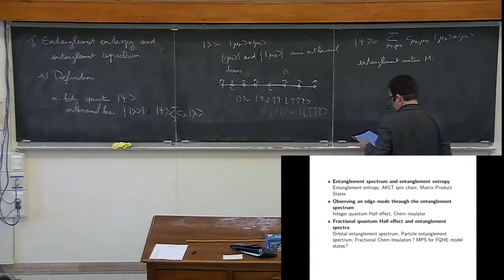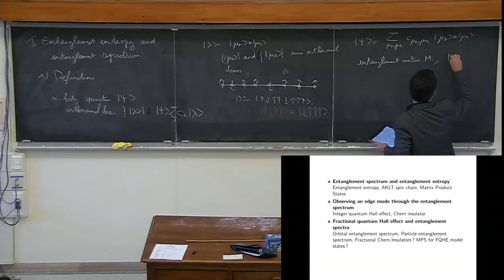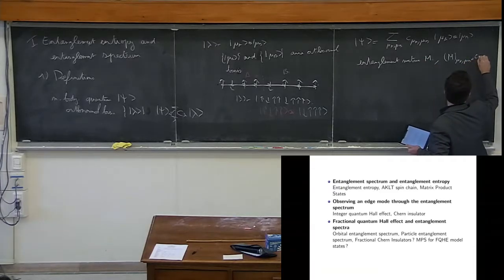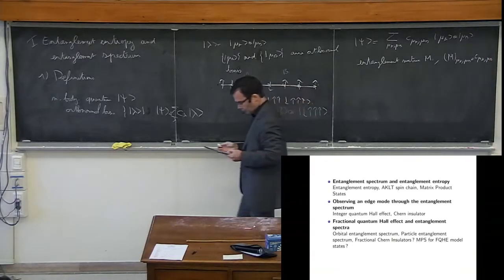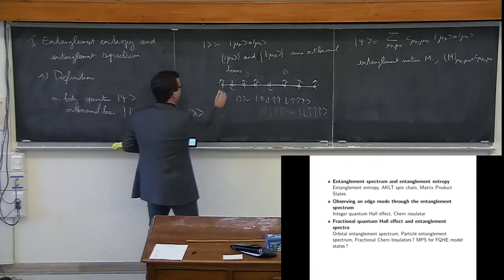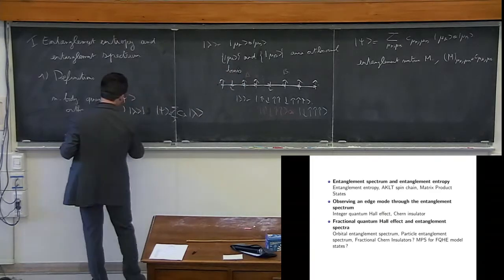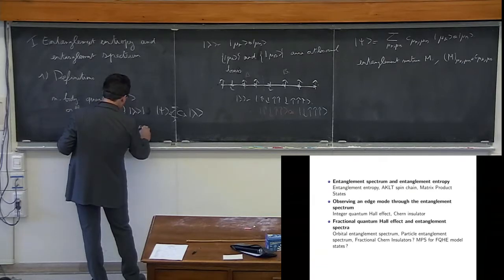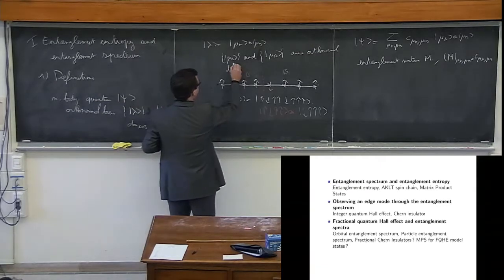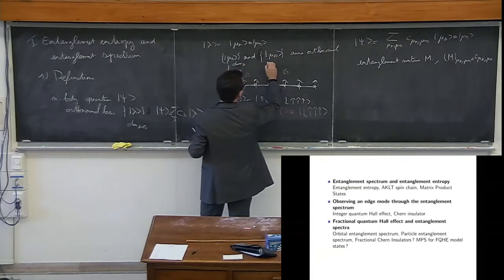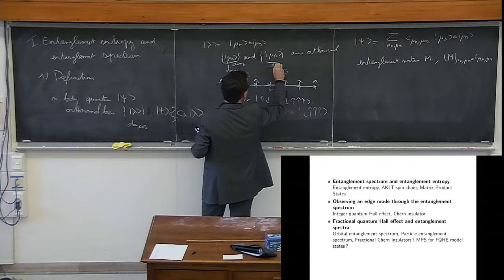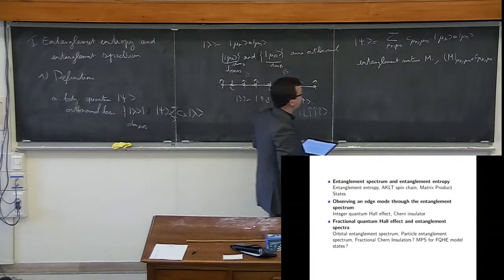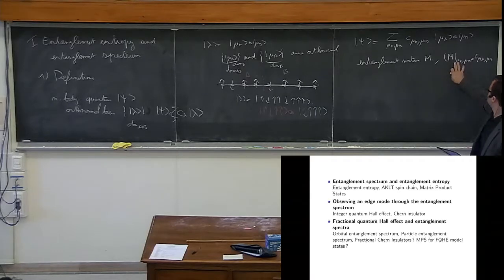M, where the matrix elements are M of mu A, mu B. It's just this coefficient of the wave function, C mu A, mu B. Let's say this Hilbert space has a dimension A plus B. This one has a dimension A. This one has a dimension B. So you see this matrix has a dimension A times B.